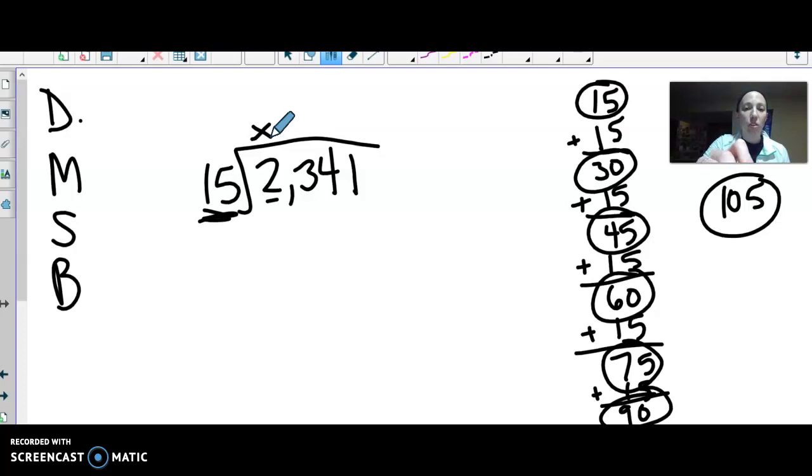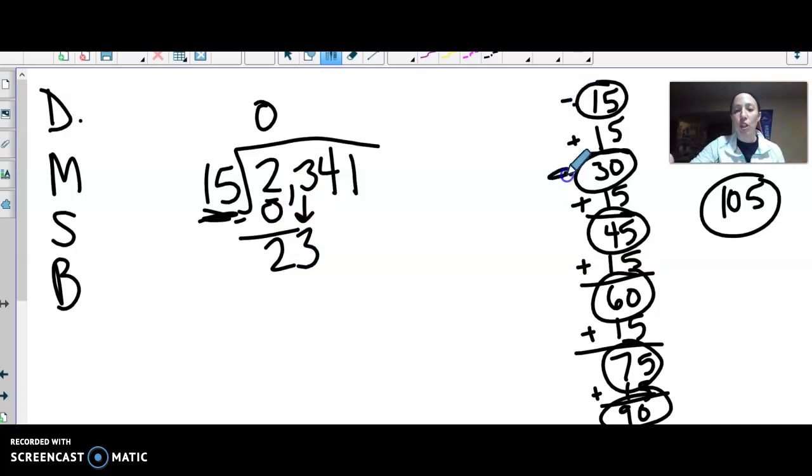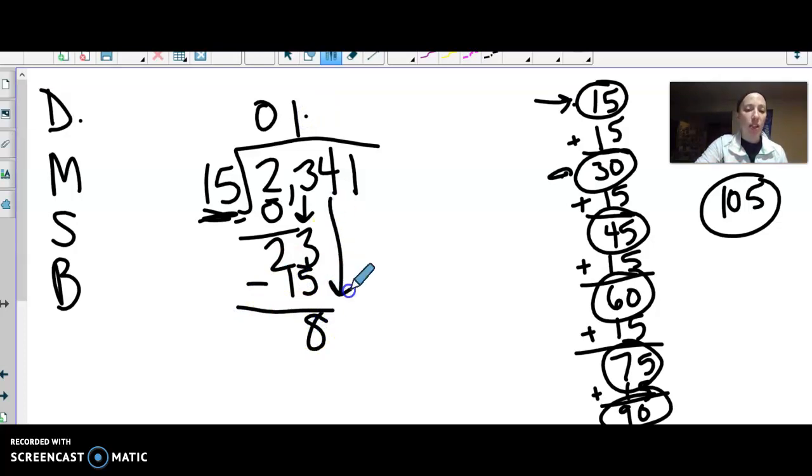Oh my gosh. Where's my brain? It actually does work. So 0 times 15 is 0. Subtract, I get 2. Bring down the 3. There we go. How many times does 15 go into 23? Well, if I look at my multiples, 30 is too many. So it just goes in 1 time. Notice it's right above the 23. 1 times 15 is 15. Subtract, I get 8. Bring down the 4.